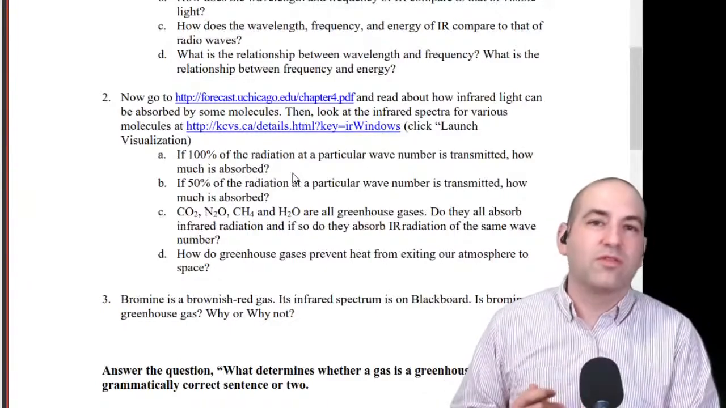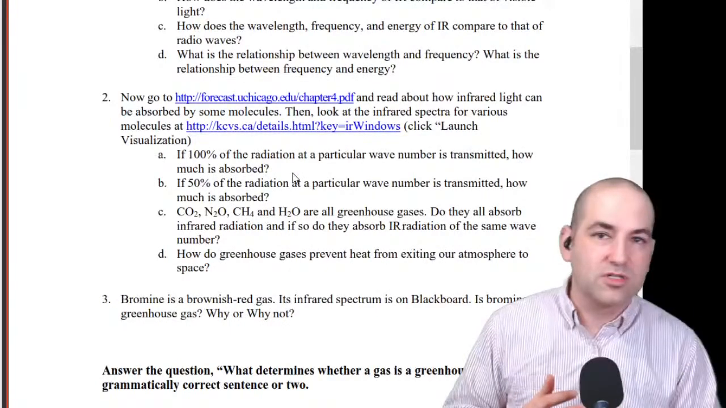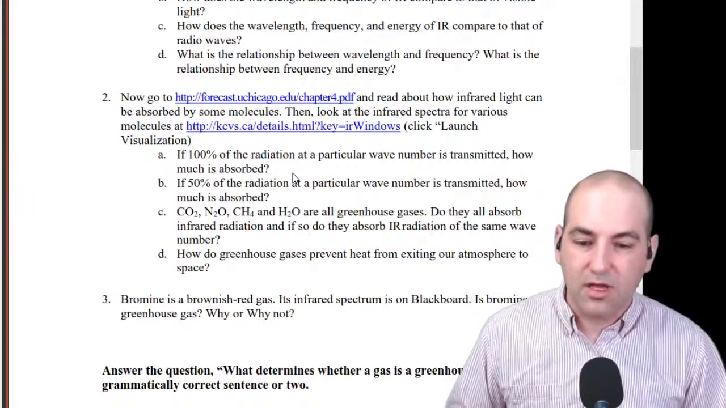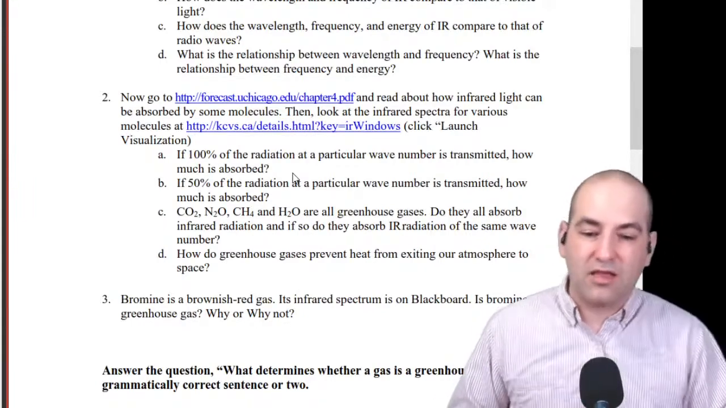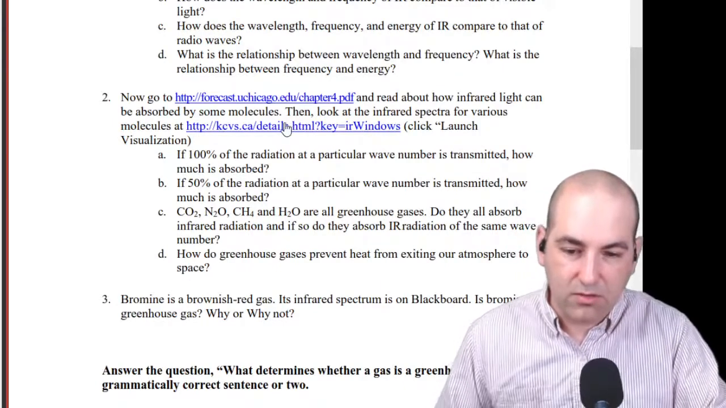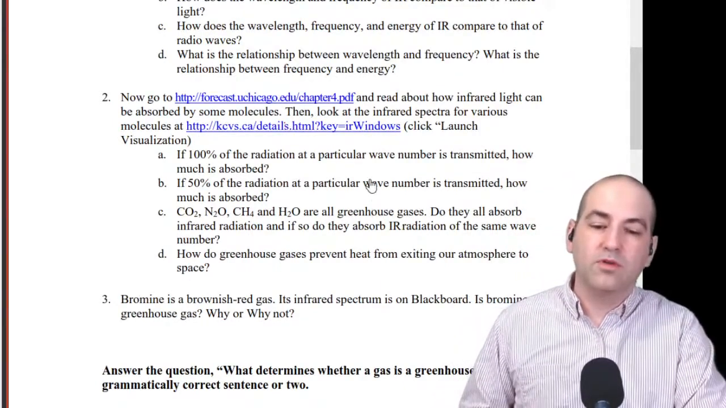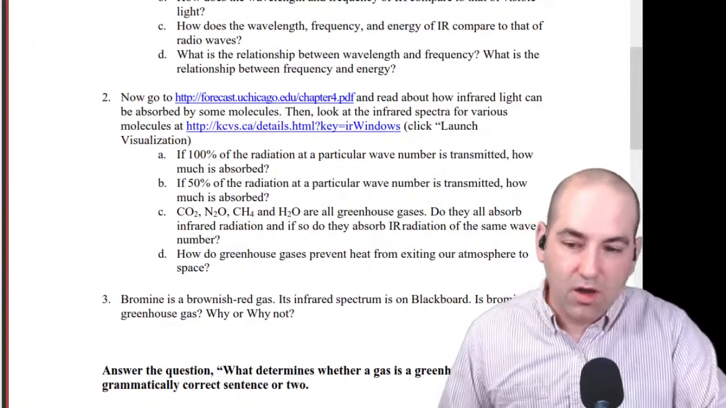So if light goes all the way through, if all the light is transmitted, then none is absorbed. The reason I'm asking those types of questions is if you now look at infrared spectra for various molecules, you'll need that information to understand what's going on here.